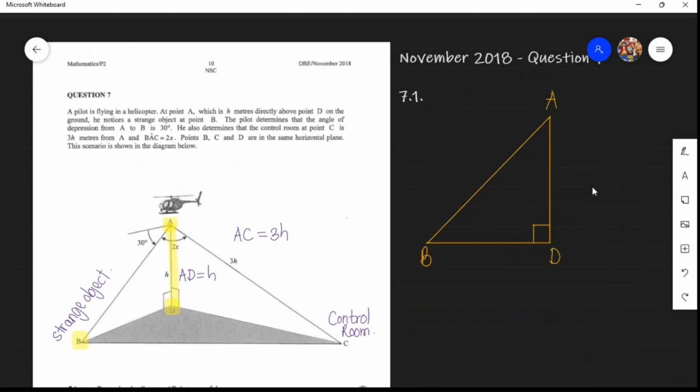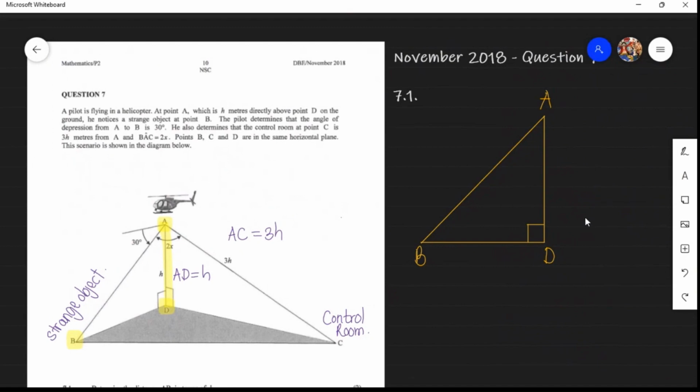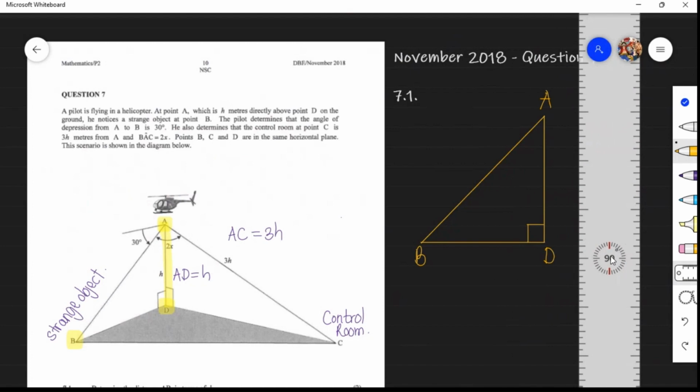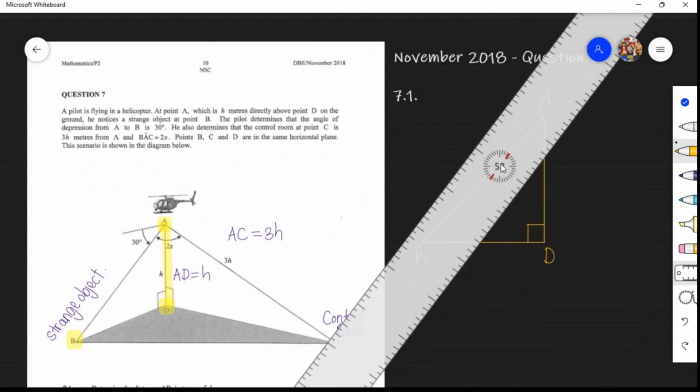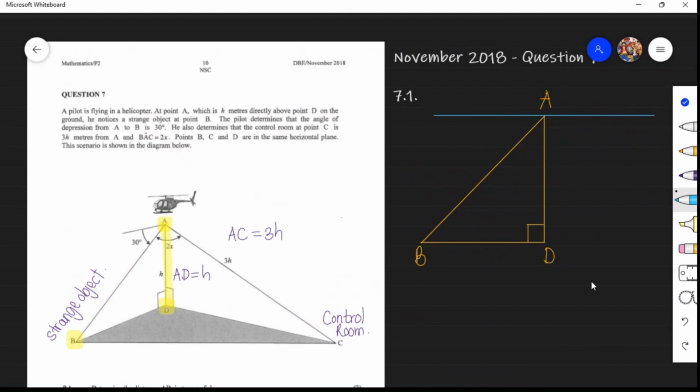How are we now going to do that? So keep in mind what I mentioned earlier. An angle of inclination or depreciation will, in most cases, start from the horizontal. And that horizontal is parallel to the ground. So that is now our horizontal, and that horizontal is parallel to our ground. Our ground is BD, and there is an angle of depreciation of 30 degrees.